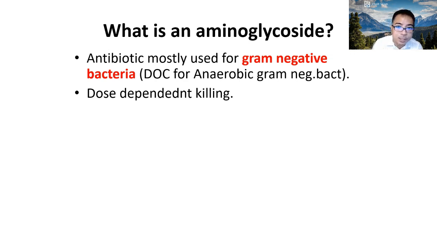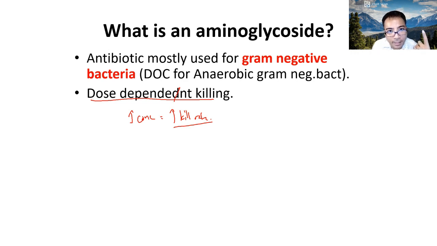And the thing, class, with aminoglycoside is that it's a dose-dependent killer. That's a dose-dependent killing. Ibig sabihin, class, the higher the concentration used, higher yung kill rate ng aminoglycosides. Kasi class, there are two types of antibiotics: the dose-dependent antibiotics and the time-dependent antibiotics. Dose-dependent includes aminoglycosides, vancomycin, so on and so forth. Time-dependent killers naman includes penicillins.